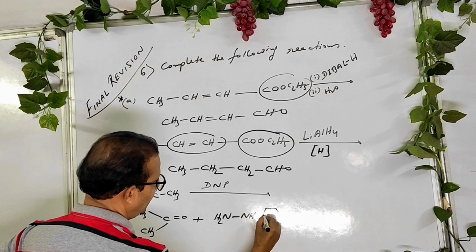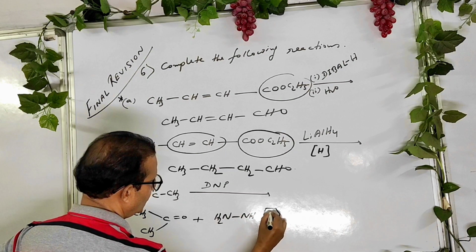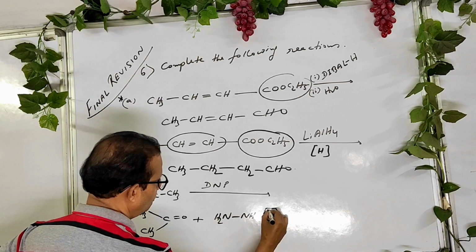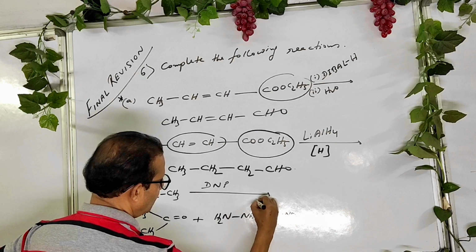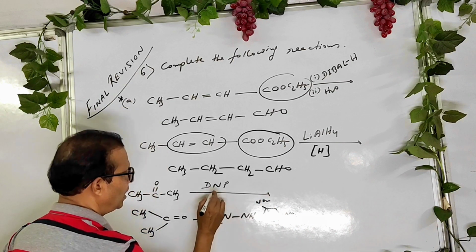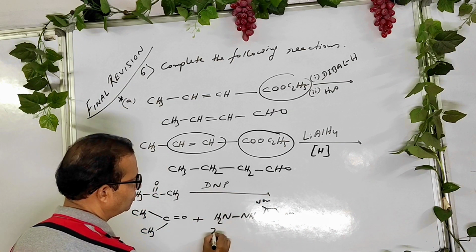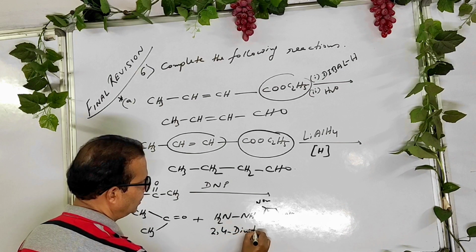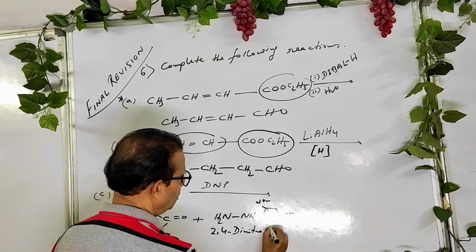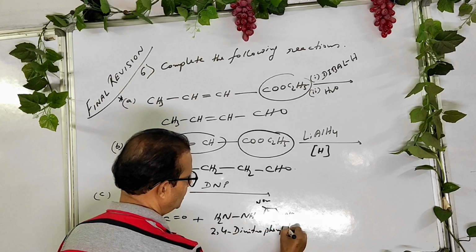Put a benzene ring. Mark it 1, 2, 3, 4. So at the 2 and 4 positions, insert 2 nitro groups. Actually the full form of DNP is 2,4-dinitrophenylhydrazine.